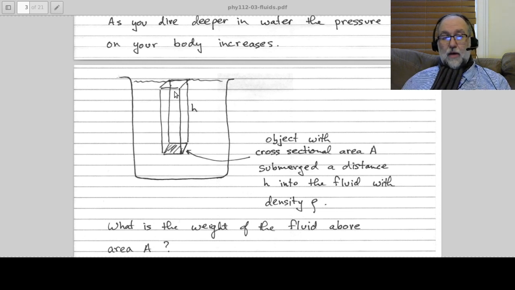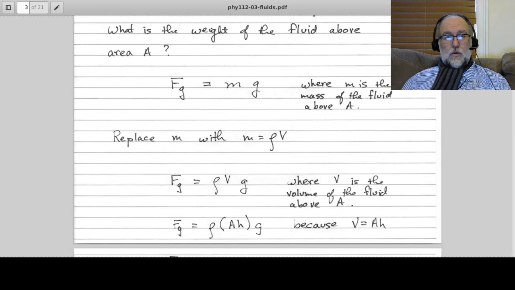So whatever that volume is, that's V, multiply it by the density, and that'll be the mass of that fluid, okay? So that's what this V is. It's the volume of all of the fluid above the object, okay? And so I'm just going to put that in here, and that's going to give me that the weight of that fluid above the object is the density times the volume times g.